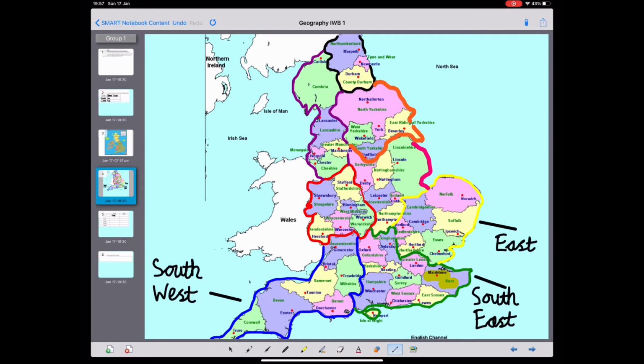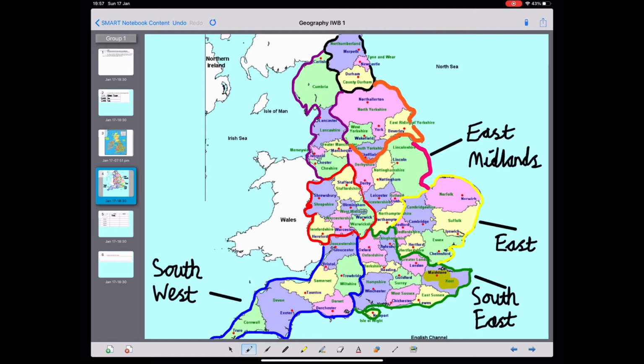So I'm going to draw a nice straight line next to that area, next to that region. And this region is called the East Midlands. They call it Midlands because it's the Middlelands. It's in the middle between the south and the north.